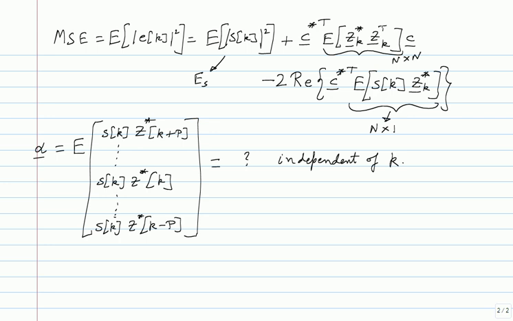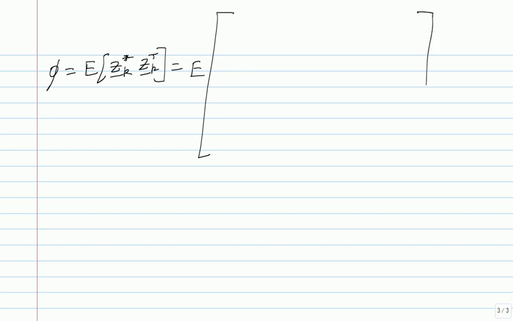So let's look at that matrix carefully. That matrix I'm going to call phi. This is the expected value of z_k star z_k transpose. Let me write down that matrix in detail, and then we'll see. It's actually quite easy to see what it is. Maybe I should write it fully first, and then we'll do that.